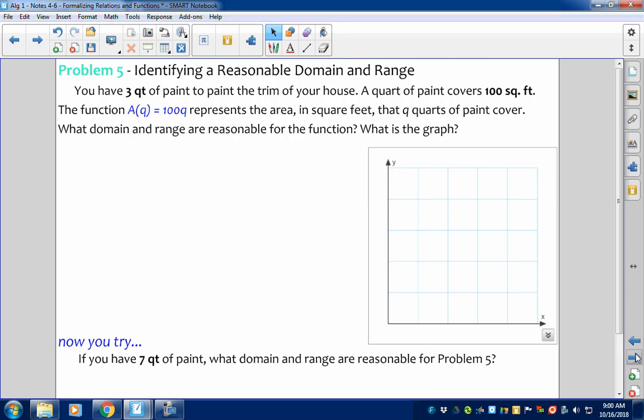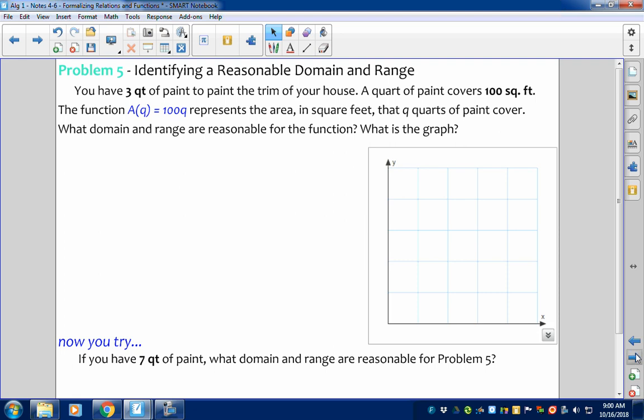All right. Now, when it comes to real-life problems, there's definitely a reasonable domain and range. For example, you have 3 quarts of paint to paint the trim of your house. A quart of paint covers 100 square feet. The function A of q, you put in the quarts of paint, kicks out the area that you could cover with that many quarts of paint. So A of q equals 100q represents the area in square feet that q quarts of paint cover. What domain and range are reasonable for the function?